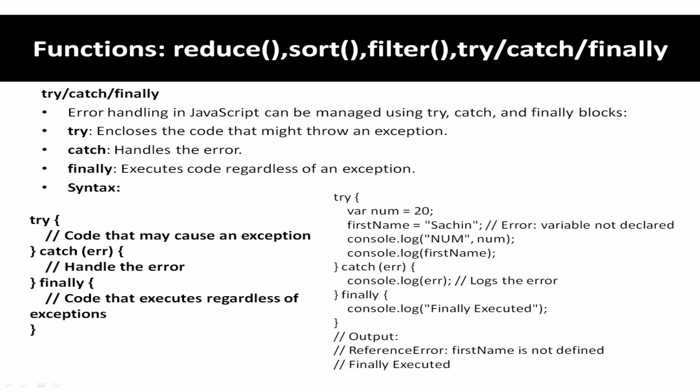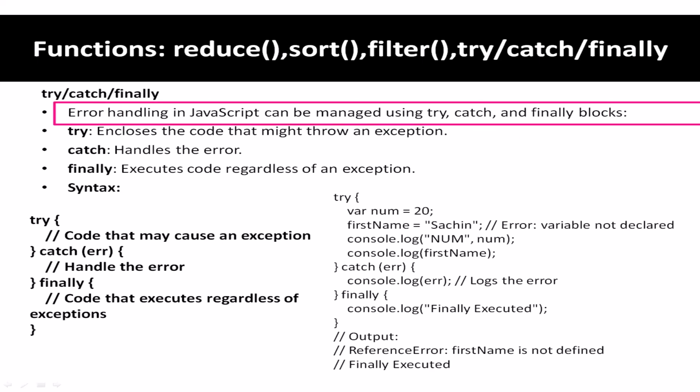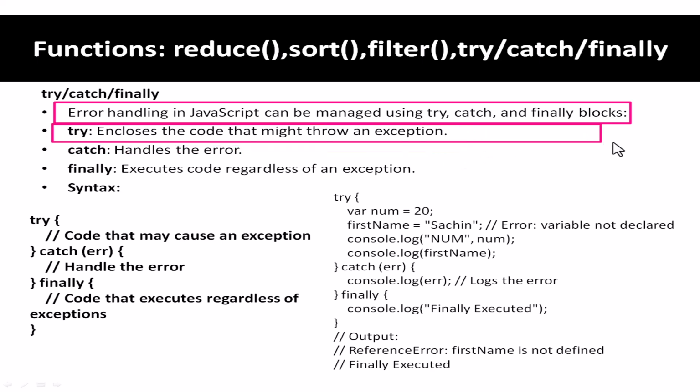So next one, try, catch and finally. These are error handling codes which we use for exception handling. Basically, an exception is an abnormal condition in which the normal code gets hampered. In the try block we keep the risky code, the code which may cause an error.